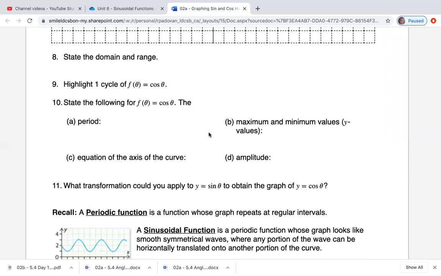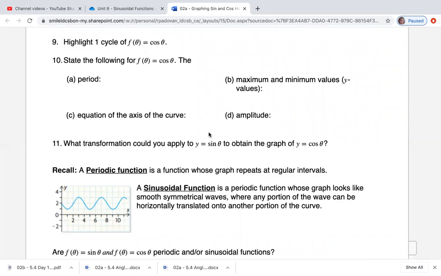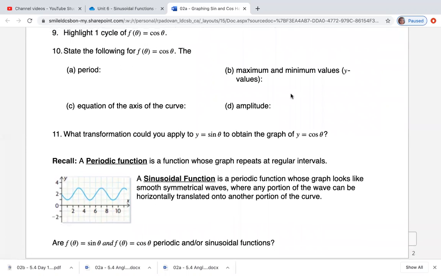So here, these are the questions that I've already answered, where the period is 360, the max is 1, the minimum is -1, the equation of the axis is y equals 0, the amplitude, you could put A for amplitude. So for example here, for a final answer, instead of just 1, you can say A equals 1 for amplitude. So what transformations do I have to apply to sine to get the graph of cos? Because it looks exactly the same. It's just shifted to the left 90 degrees, or to the right 270 degrees.